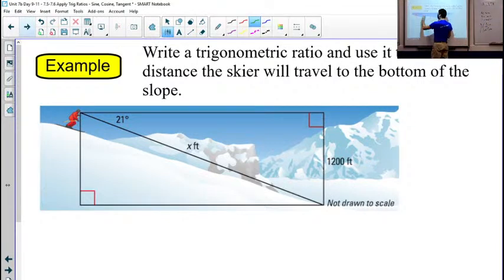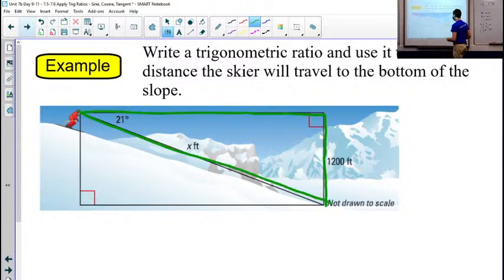My hint to you is that we're going to use this triangle. And I'll give you about 30 seconds and see if you can set up which one we're going to use. We're going to use sine, cosine, or tangent. What's my angle? Which one goes on top? Which one goes on the bottom of the fraction?